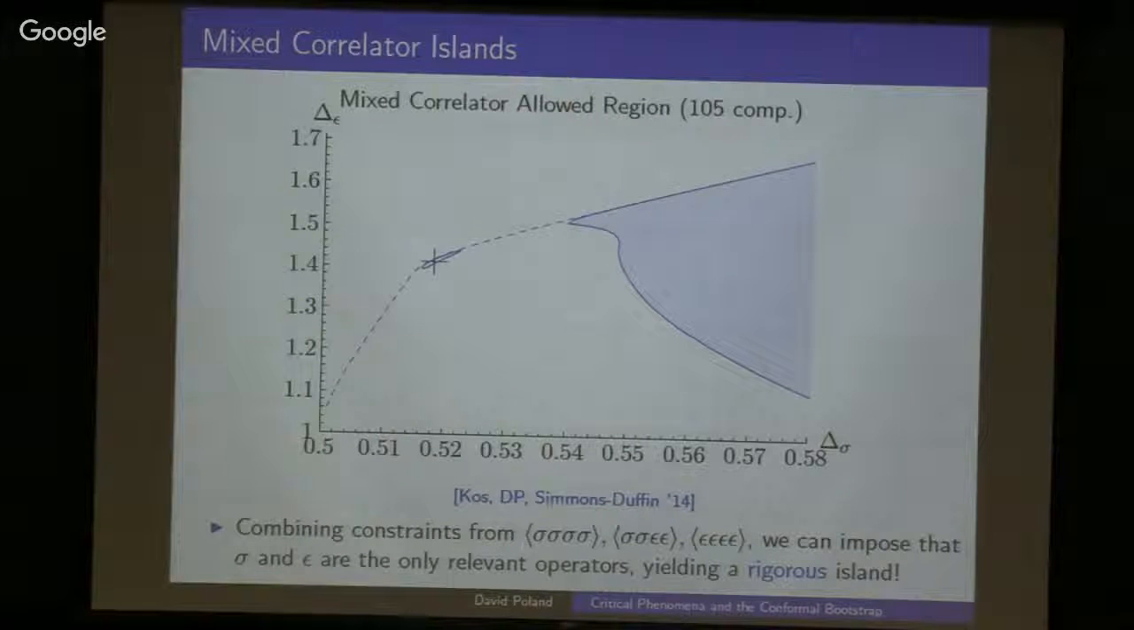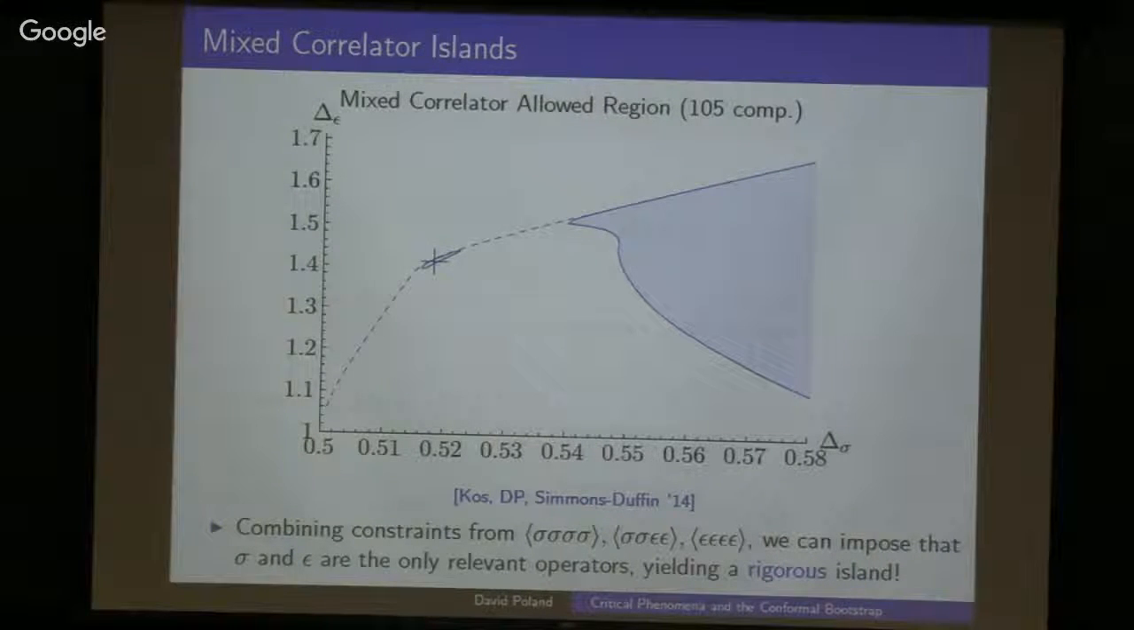By putting in this information, we discovered a couple years ago that, in fact, this leads to a rigorous closed island around the Ising point, rather than just an upper bound. Here we see this is at a fairly small search space for the functional, 105 components, but you see that there's an island over here, which is allowed, and is disconnected from some larger bulk region.